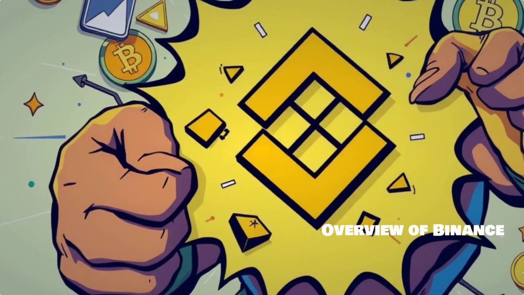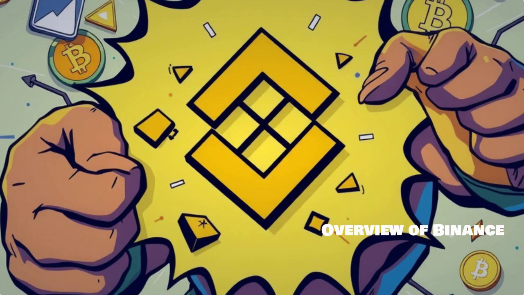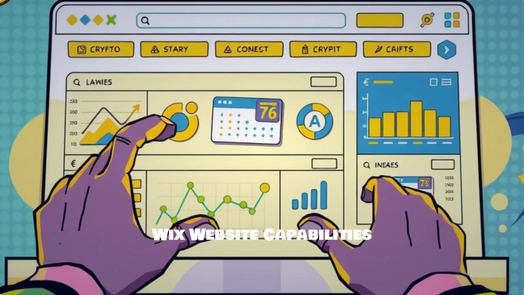transactions. Binance is one of the largest cryptocurrency exchanges worldwide, offering a plethora of digital assets, trading options, and a vibrant community to support investors and traders alike. Wix provides robust features for integrating cryptocurrency payments, making it an ideal platform for entrepreneurs looking to accept digital currencies.